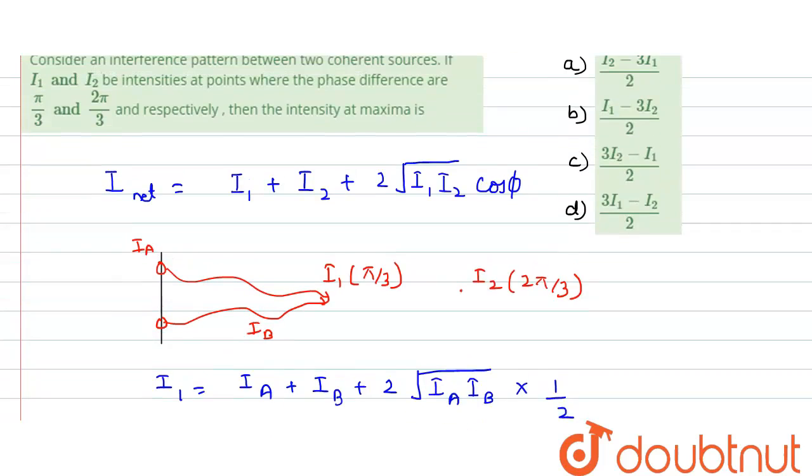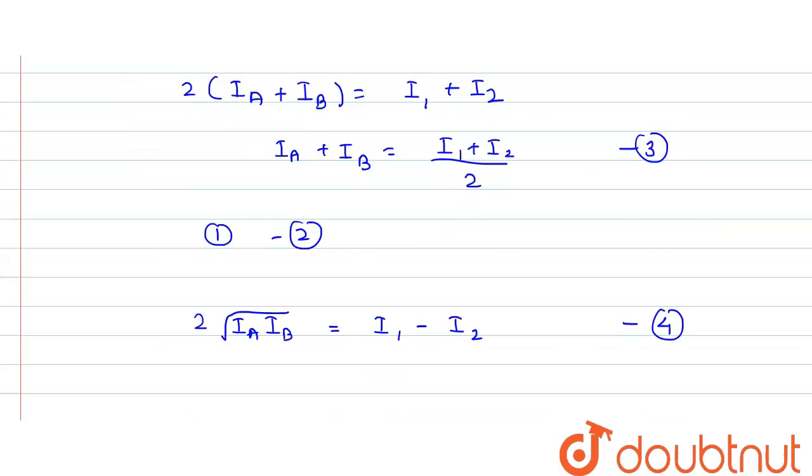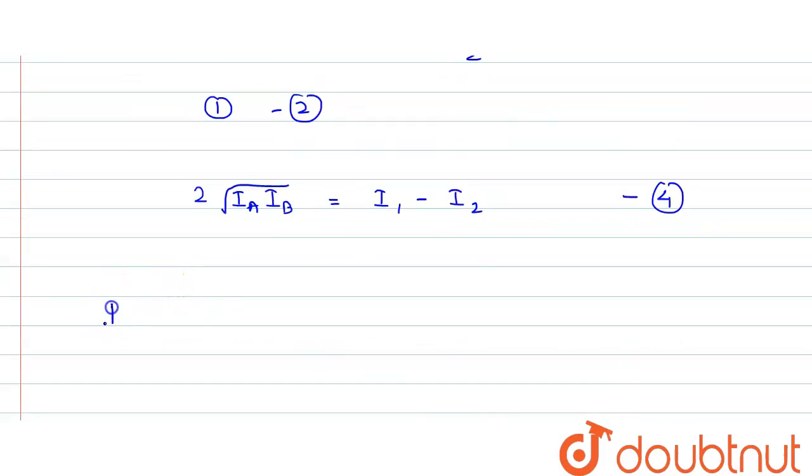Now, what would be the maximum intensity? Intensity depends upon the cos value. So for the case of maximum intensity, the cos value would be equal to its maximum value, which is 1. So our net intensity would be IA plus IB plus 2 times square root of IA IB. This would be the maximum intensity. So we say that I max would be equal to IA plus IB plus 2 times square root of IA IB.